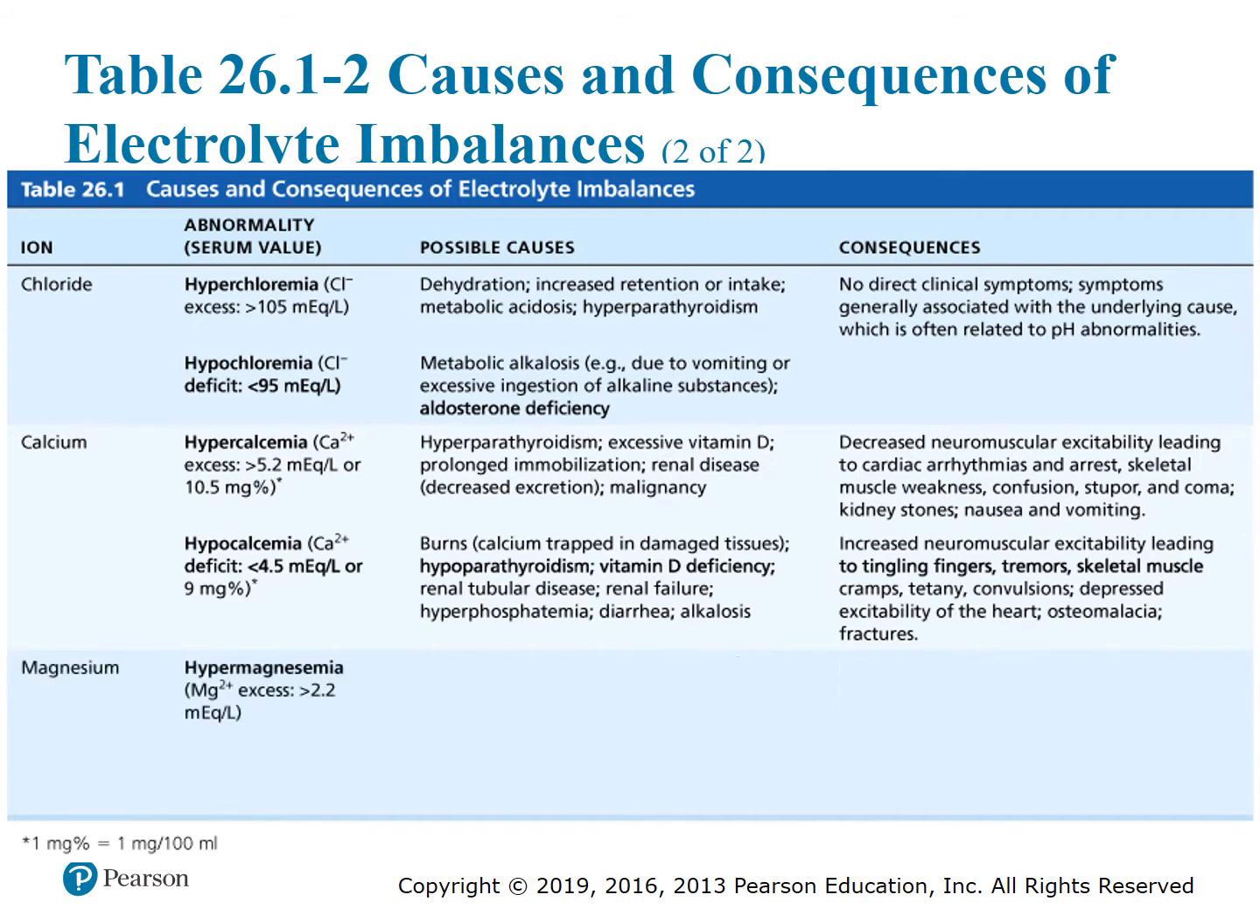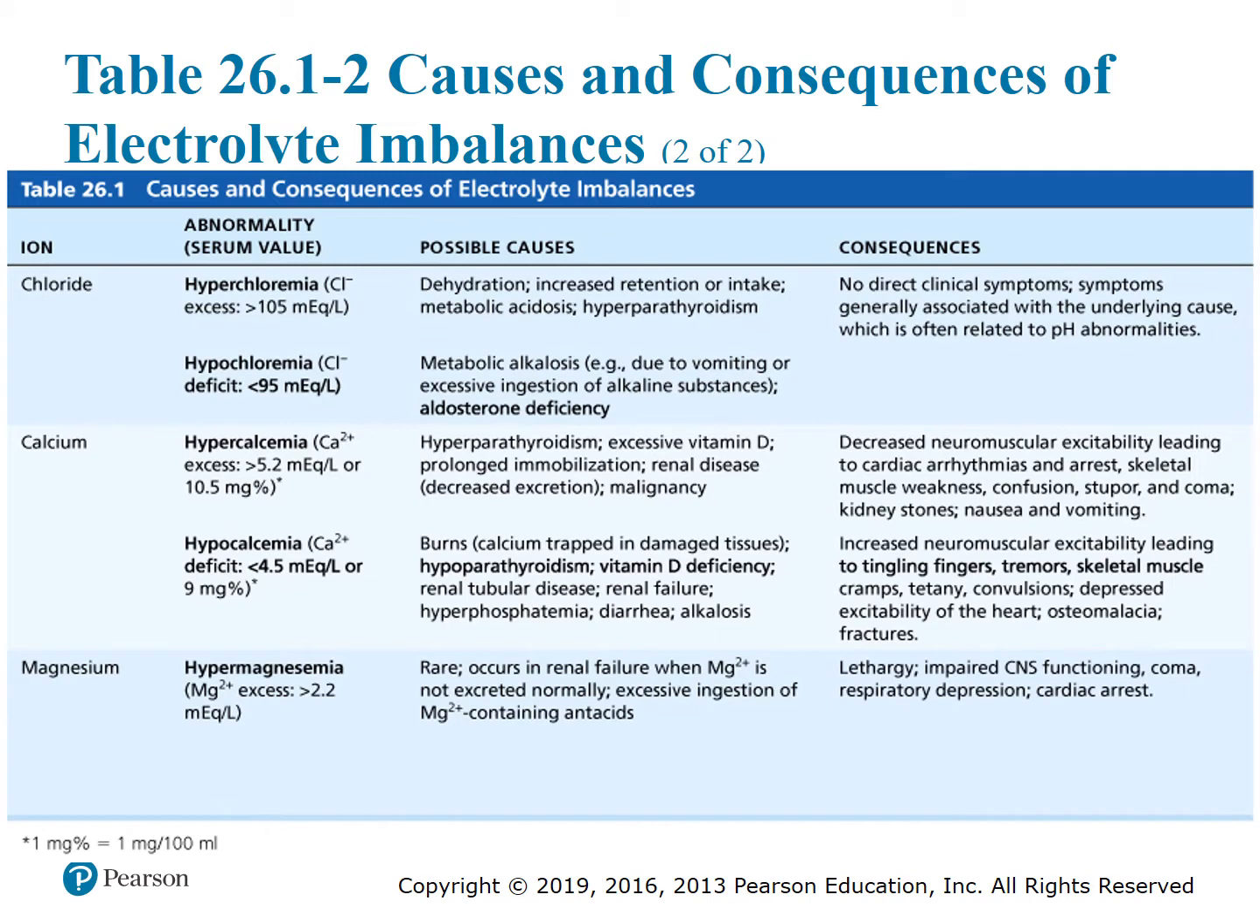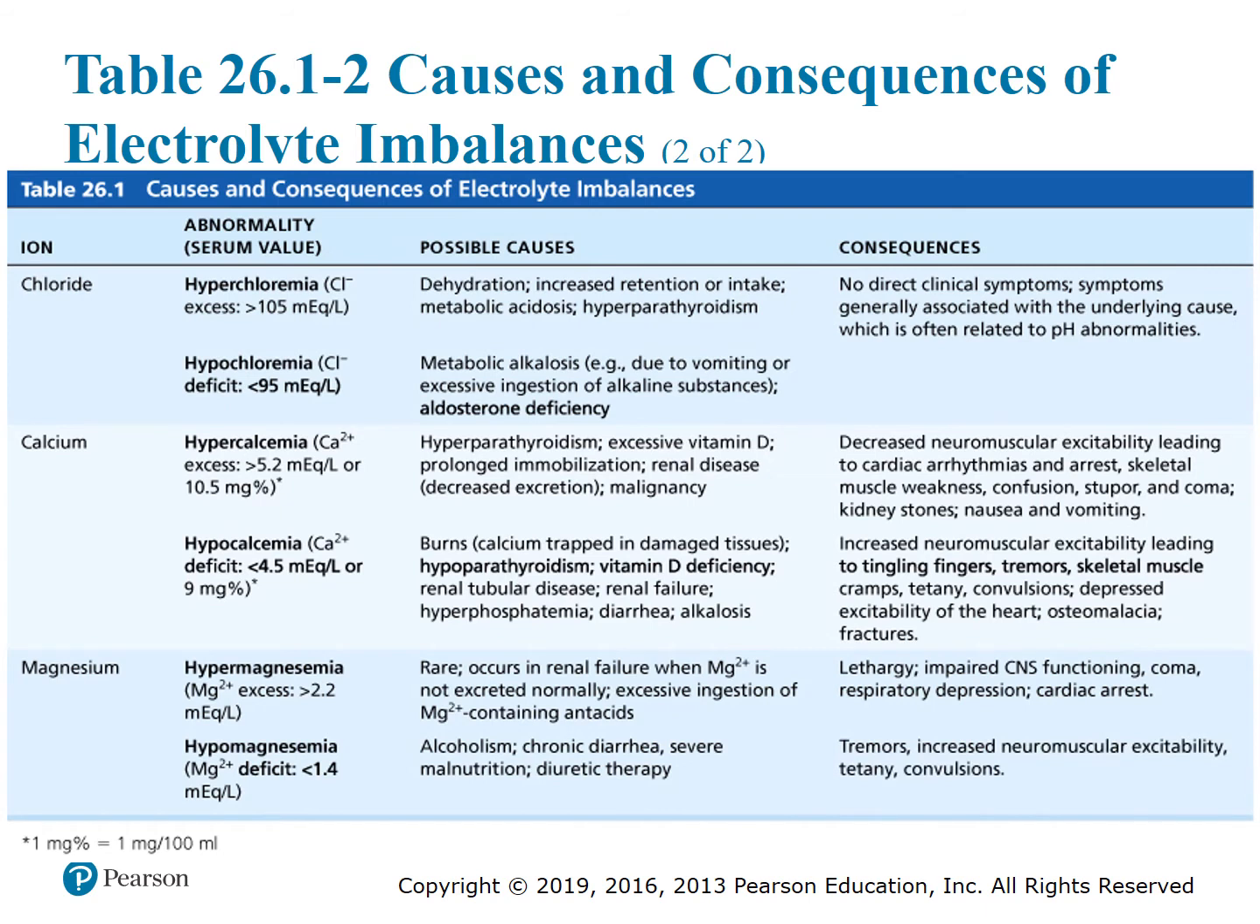With an excess of magnesium, that is hypermagnesemia. This occurs when magnesium is not excreted normally, as in renal failure, and you can get lethargy, impaired central nervous system functioning, coma, and so forth. Hypomagnesemia can be a result of alcoholism, chronic diarrhea, severe malnutrition, or diuretic therapy. And from this, you can get tremors, increased neuromuscular excitability, tetany, and convulsions.